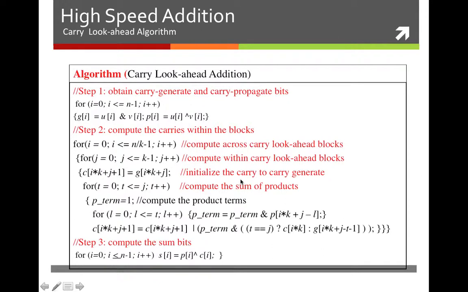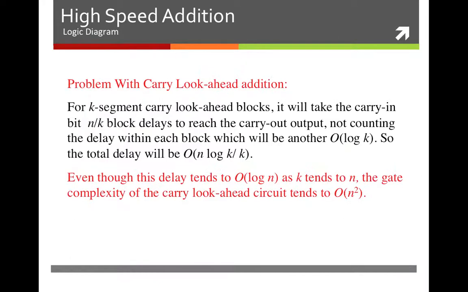So that is really carry look-ahead addition, and you can see that when we create these k-segment or stage blocks, we are having a total of n over k blocks from right to left, and so whatever the delay through each block is going to have to be multiplied by n over k because we have so many blocks, and that will determine the delay through the entire circuit.